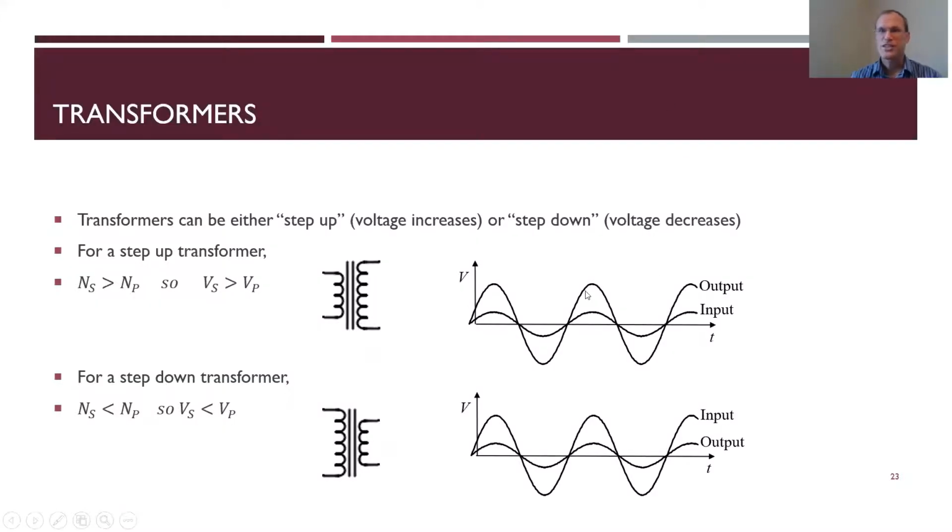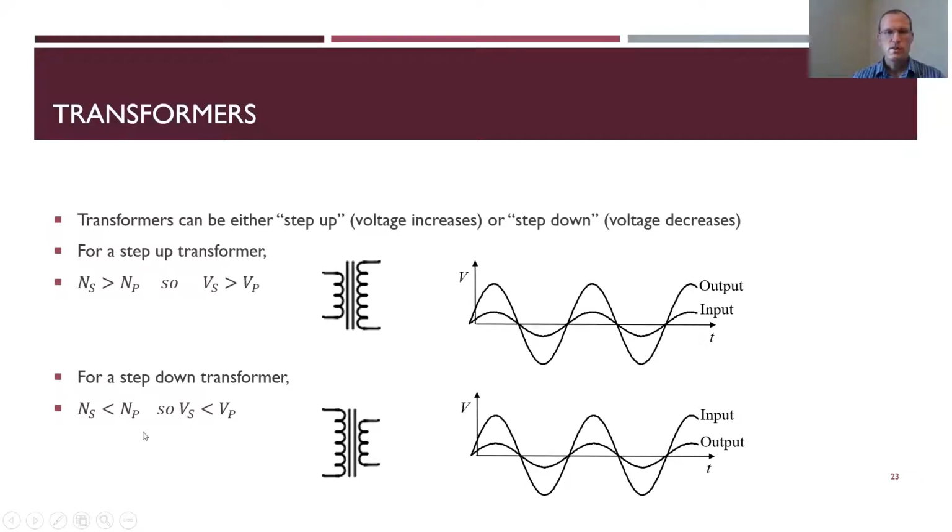Again, I had to magically change these. For a step-up transformer, the voltage is larger in the secondary, so your output voltage is larger. So my output voltage is larger than the input voltage, so basically just scaled. There's no phase shift involved, it's just scaled by this ratio of turns. So if I have twice as many coils on the secondary, my voltage will be twice as high.